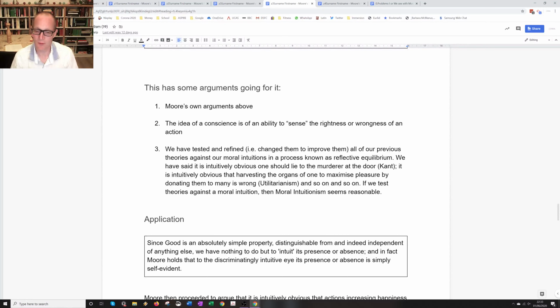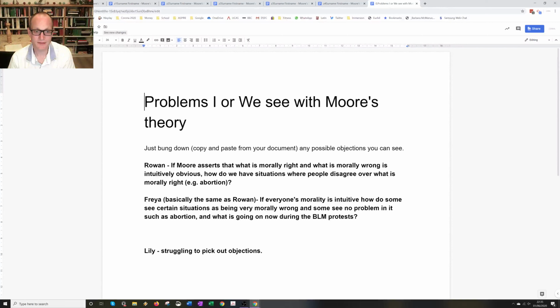And then I said we will see some very serious objections to this theory, but using the passage from Warnock and/or your own thoughts, can you identify any problems with the theory? And so a few of you have. So Rowan has said, if Moore asserts that what is morally right and what is morally wrong is intuitively obvious, how do we have situations where people disagree over what is morally right? That seems a real problem there. If it's intuitively obvious, why do we disagree? Freya, I don't know which Freya, has said much the same. If everyone's morality is intuitive, why do people disagree about it so much?